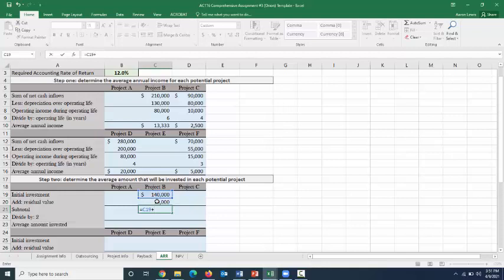So to find our average amount invested, we add together our initial investment and our residual value. It's going up to $150,000, and we divide it by 2 to find the average of what it's going to be worth on the first day and the last day. And $150,000 divided by 2 is $75,000.